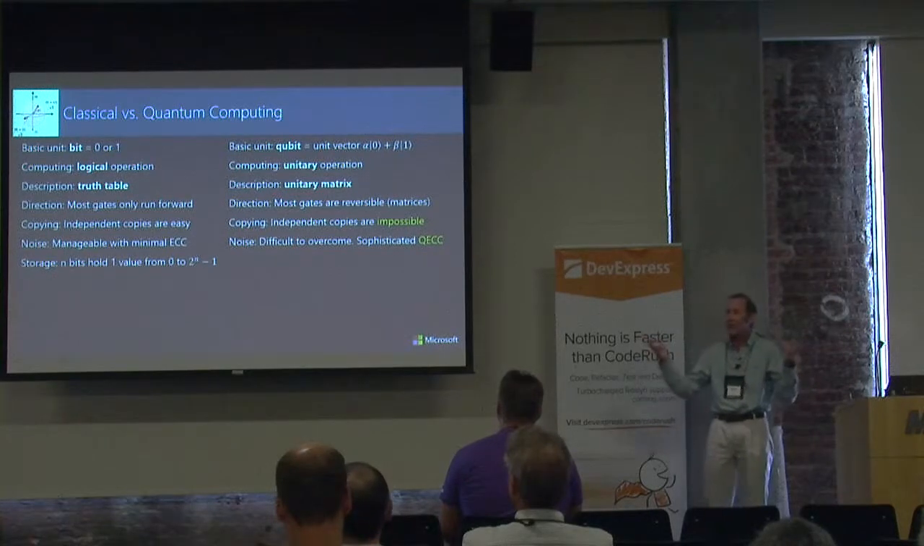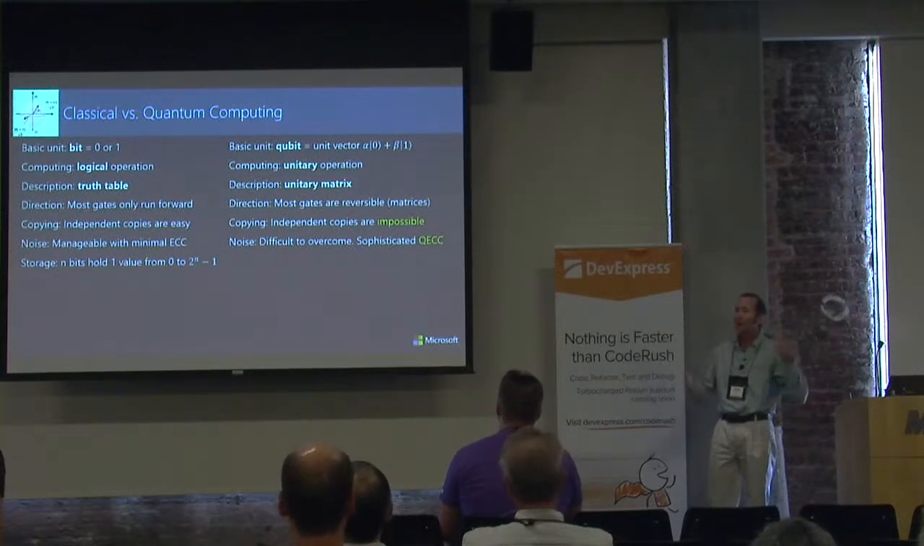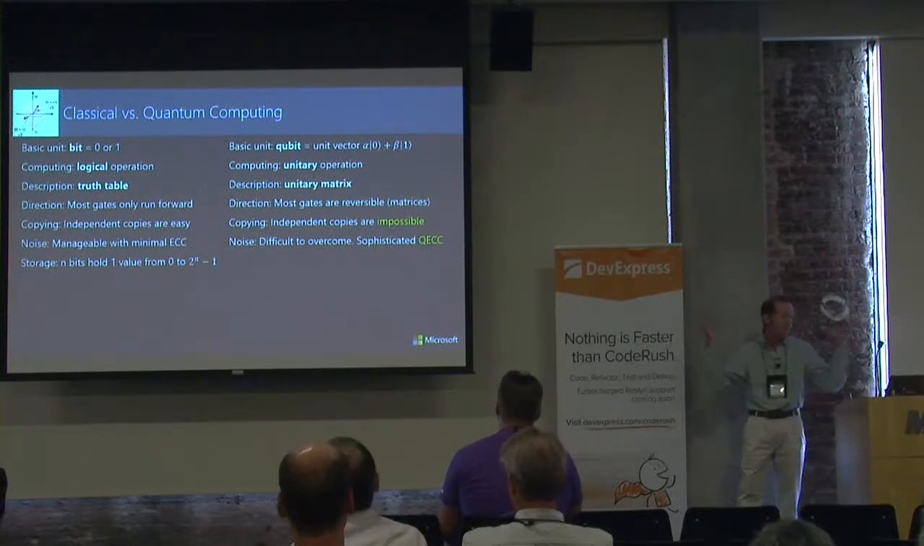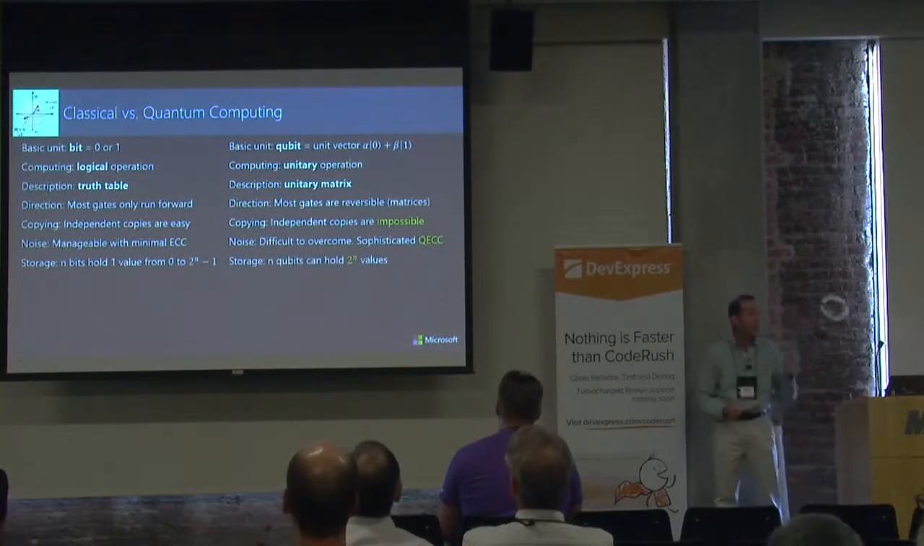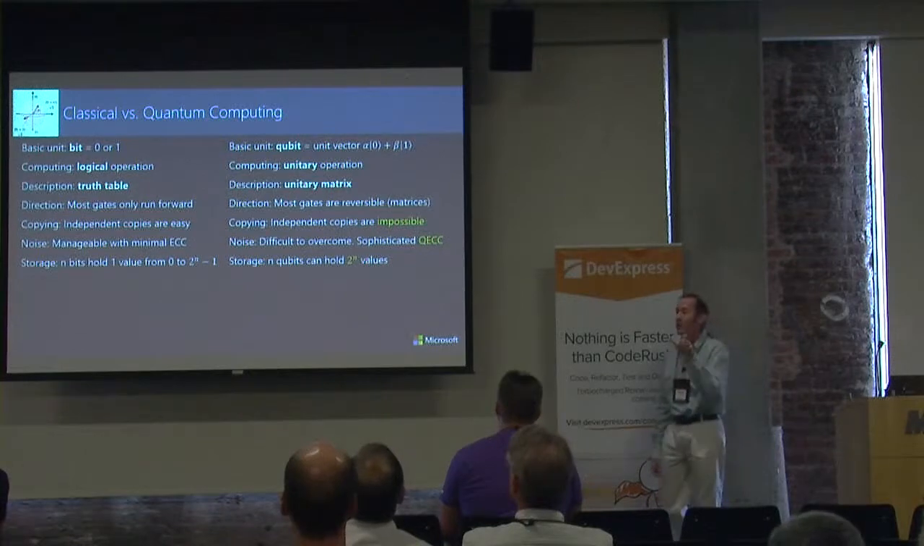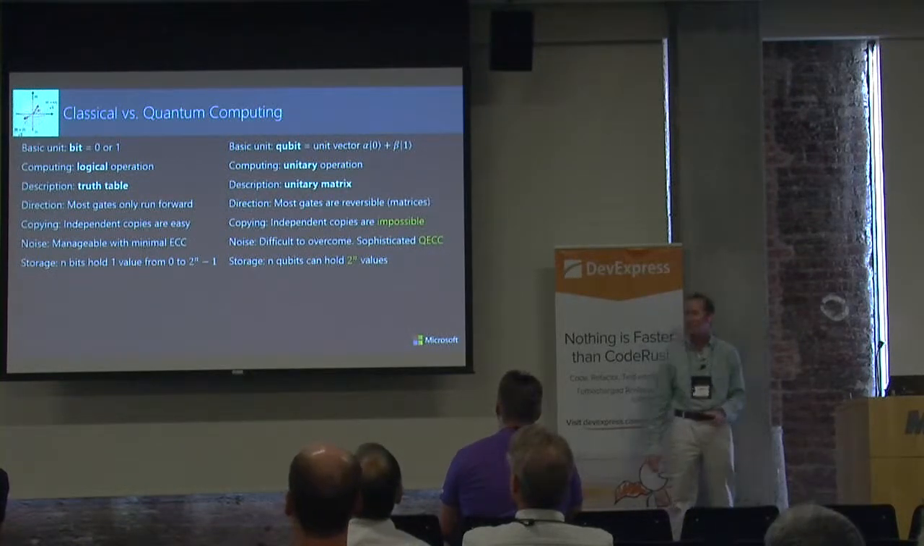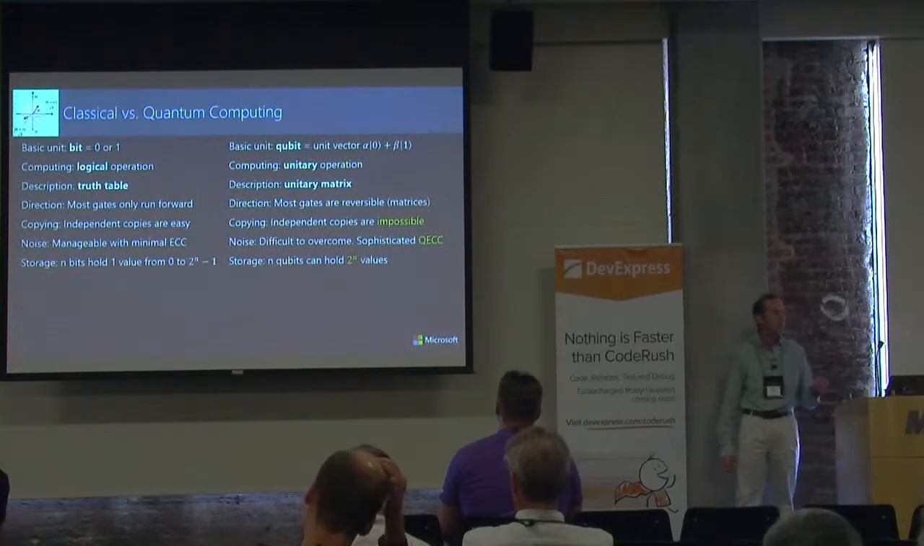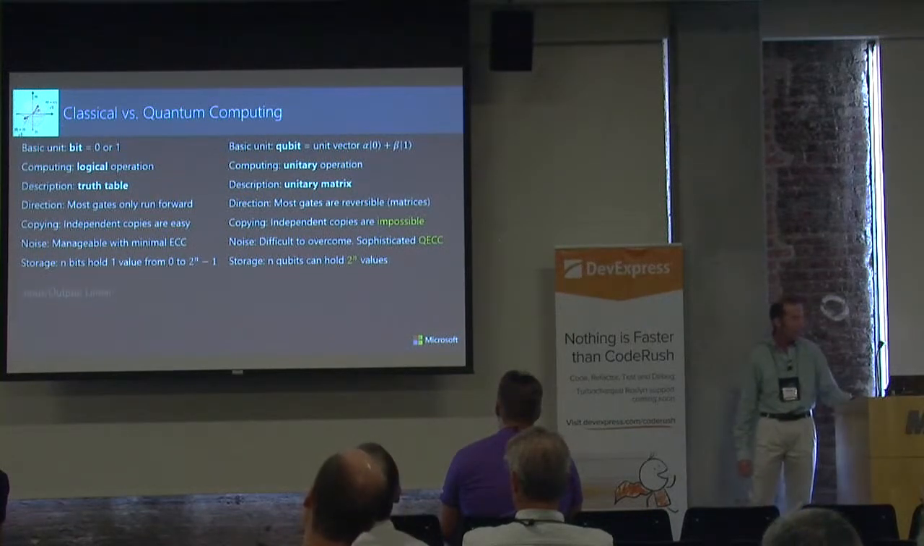If I have a 32-bit number, I've got a value from 0 to 2 billion that I can store in those 32 bits. Quantum case, I can hold 2 billion numbers in those 32 qubits. And this is where all the parallelism, all the speed up, all the work comes from, because when I operate on those, I get the same effect.